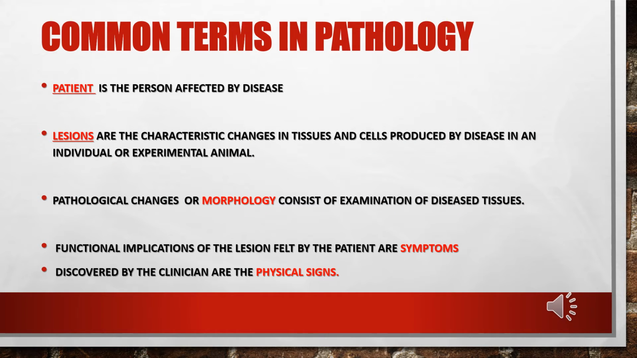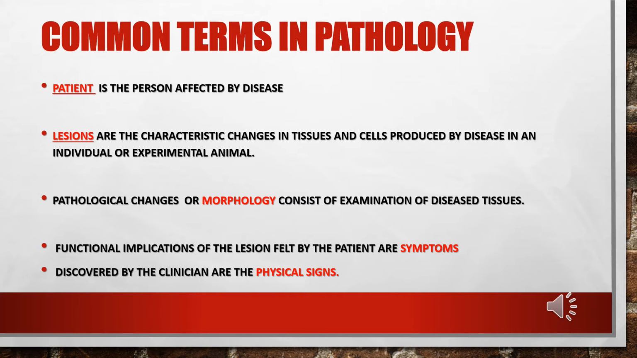It is important for beginners in pathology to be familiar with the specific words used in pathology, like patients. What is a patient? A patient is the person affected by the disease. You will frequently see the term lesions in the field of pathology. Lesions are the affected area, the disease area, defined as the characteristic change in tissue and cells produced by disease in an individual or experimental animal.